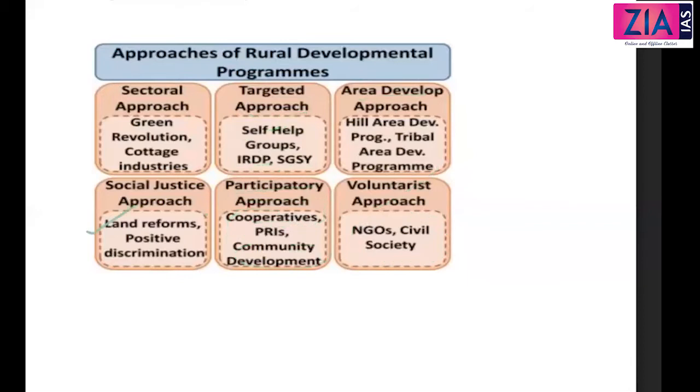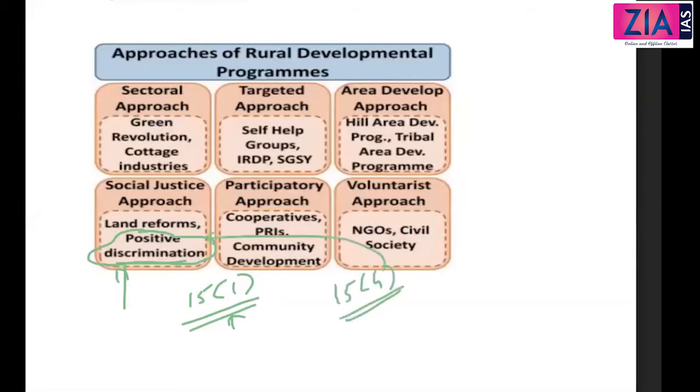Social justice approach. That is what land reform is. Just now I told you one of the dimensions of land reform was social justice. This positive discrimination is also part of social justice, right? Even though the Constitution, Article 15 clause 1, says the state shall not discriminate, positive discrimination is constitutionally valid. It is not unconstitutional. The Supreme Court declared that this is constitutional. So under Article 15 clause 4, this is allowed. First Amendment Act.